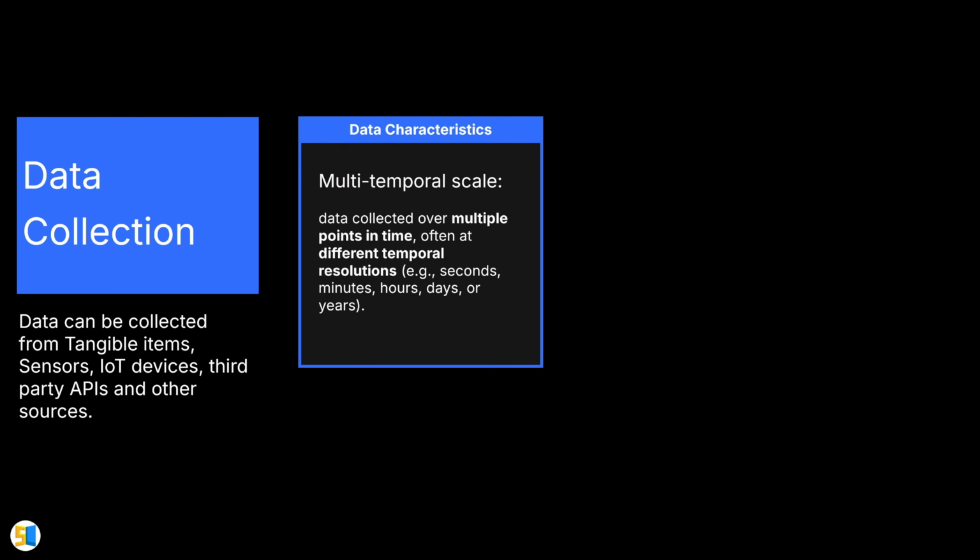So the first cycle is data collection. Data can be collected from tangible items, sensors, IoT devices, third-party APIs, and other sources. The collection can be done in real time, by offline measurement, or by using sampling inspections. The collected data can be multi-dimensional, multi-source, heterogeneous, or multi-temporal scale. Multi-temporal scale means data collected over multiple points in time, often at different temporal resolutions like seconds, minutes, hours, days, or years.